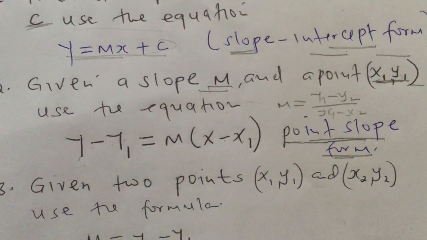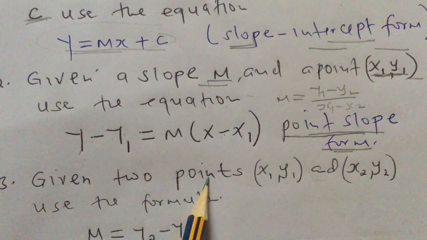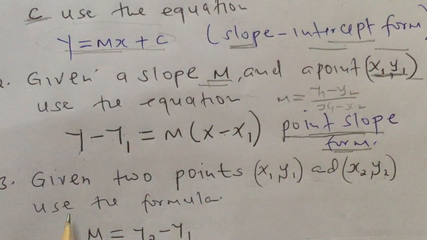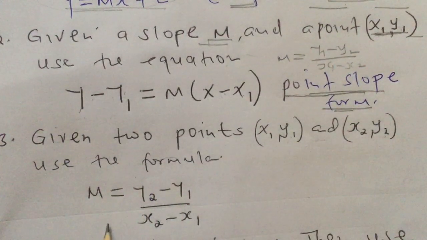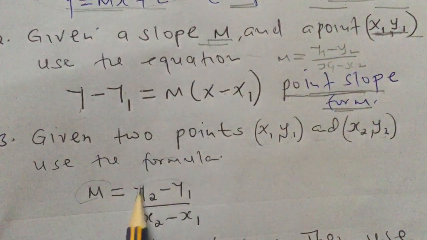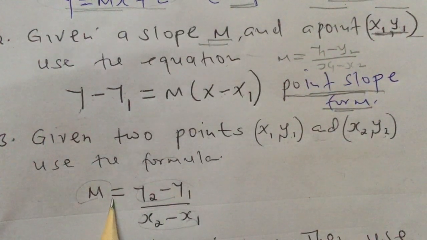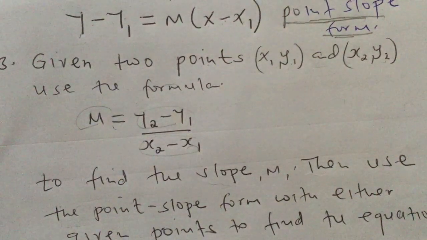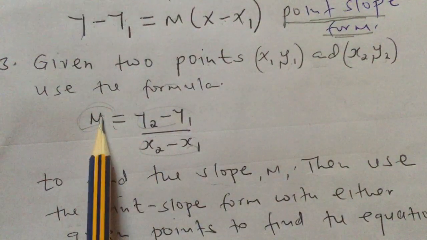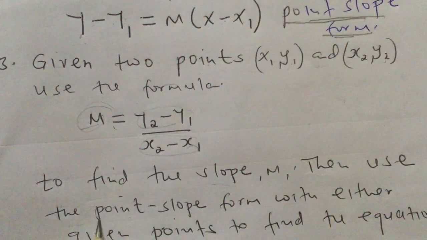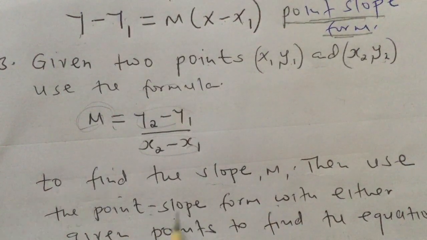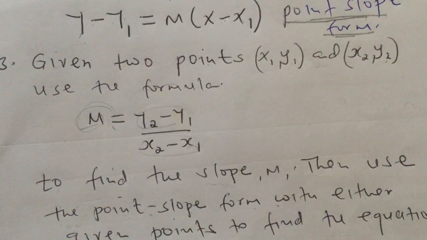Good. Then number 3, given 2 points, let's say (x1, y1) and (x2, y2), then we'll have to use this relationship, m equals change in y over change in x, to get the gradient. Once you've gotten the gradient, which is actually this m, then use the point-slope form, the second one that I've talked about, with either given point to find the equation of the line.